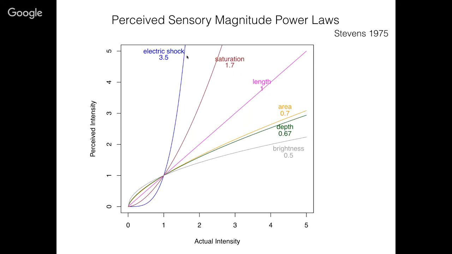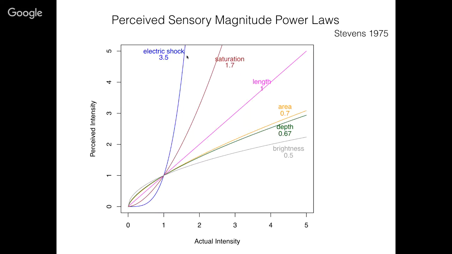Because humans are really good at estimating length. Or more to the point, they're not as bad at estimating length as anything else. Electric shock, just double it, and it goes up exponentially, by raising the power of 3.5. So just a slight change and massive perceived change. Area is bad, so we underestimate area, and that's a bad thing. Basically, anything that isn't one is a problem.